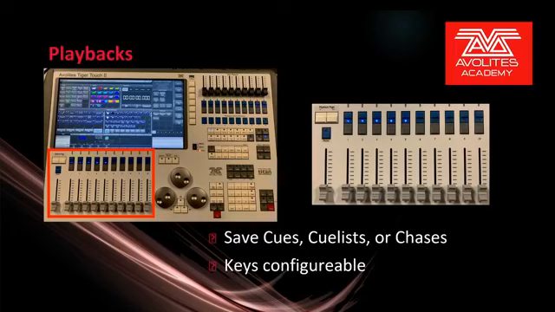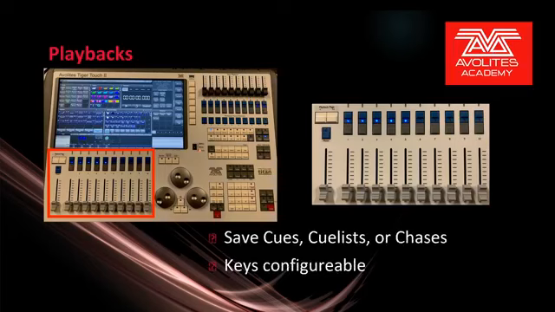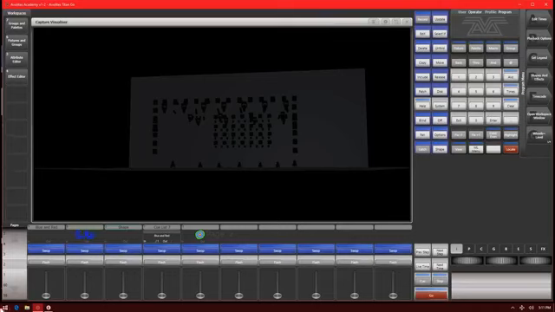Down on the bottom left-hand side of the console, we've got the... Actually, I'm sorry, I didn't go over that section. Well, that section isn't in the Tiger Touch, so that's why we're not going to find it there. We've got the playbacks section. This is where we save cues, cue lists, and chases, and the keys are configurable on our Titan interface. That's of course going to be all of our faders down here.